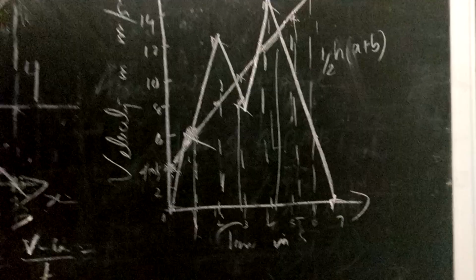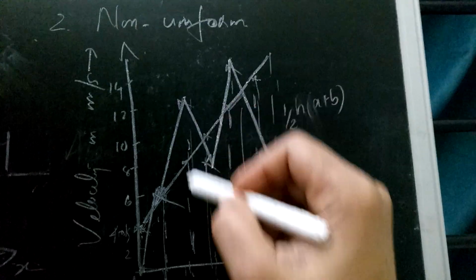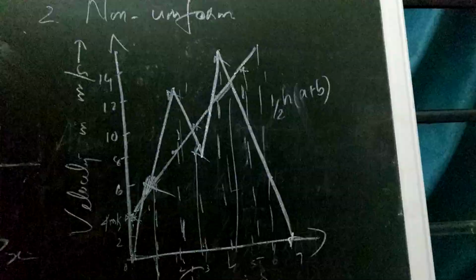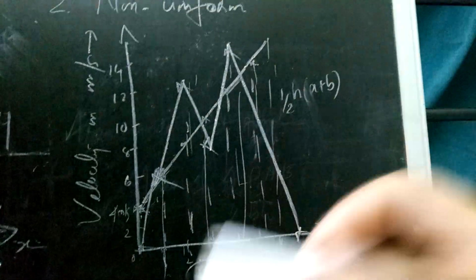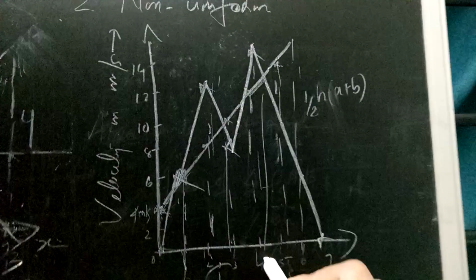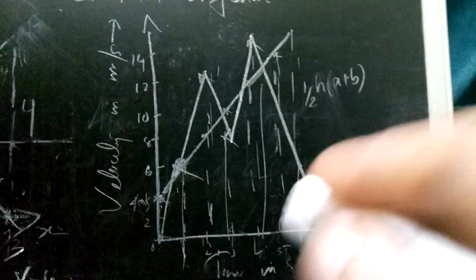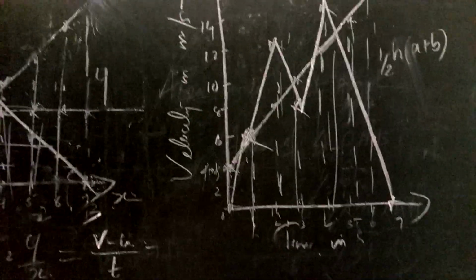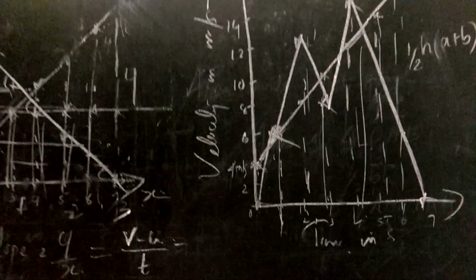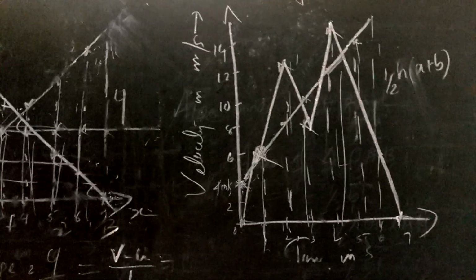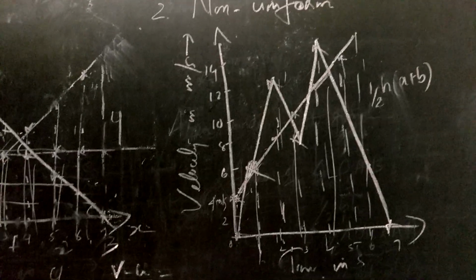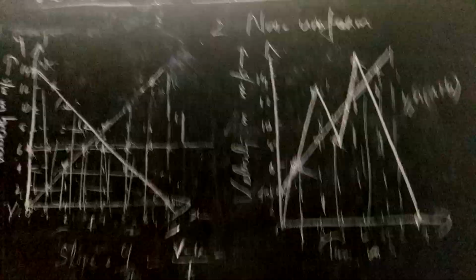Here it is not a curve. In this case also we can calculate the area, but we have to split it into trapeziums or triangles, whatever it is, according to convenience, into different shapes to find the area. That we will discuss later when we discuss problems based on the graph. So these are the different types of velocity time graph.